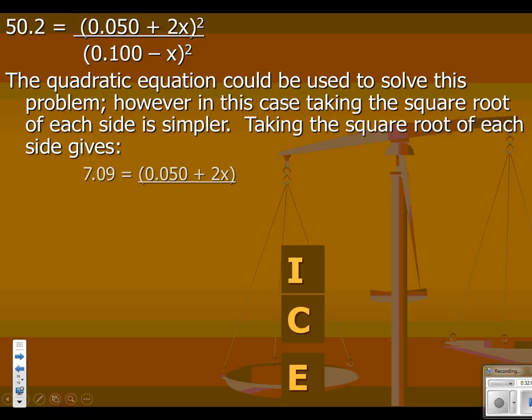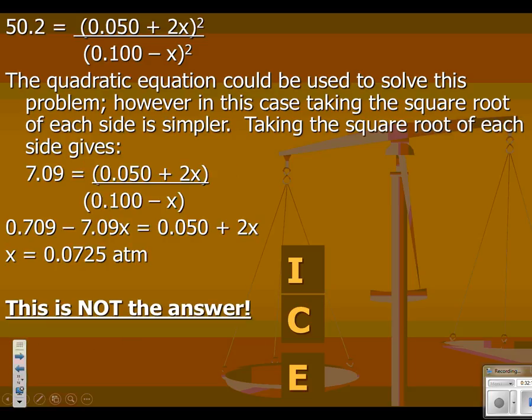Okay, so the quadratic equation can be used to solve this problem, or you can graph it and find it. However, in this case, taking the square root of each side is a lot simpler because both of these are squared, right? So a lot of kids, when they do that on the AP exam, they don't think about that, and they're trying to do this big quadratic formula when all I had to do was square root both sides. So look for that first.